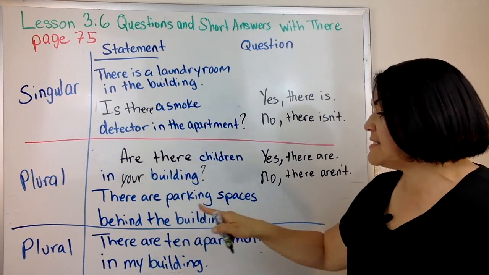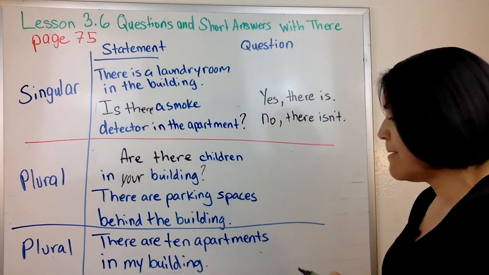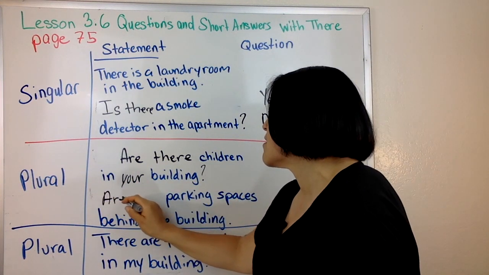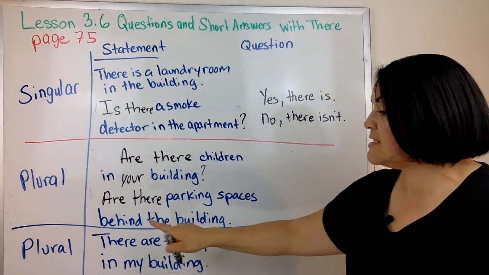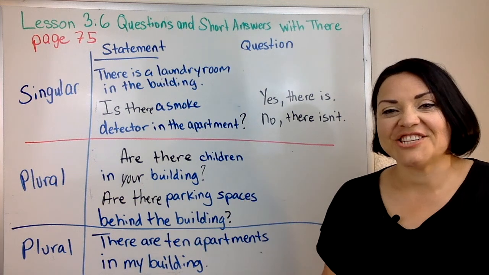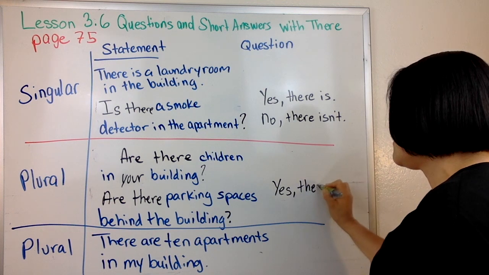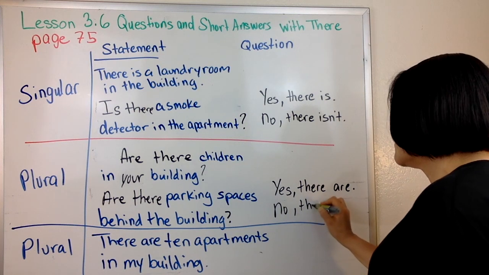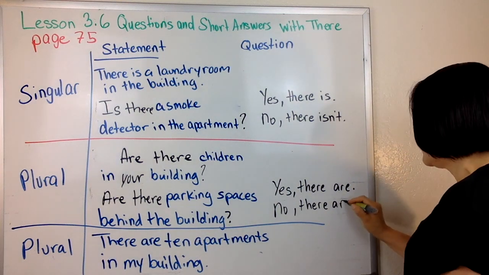Okay, so we'll try this one. There are parking spaces behind the building. So we're going to make this one a question. Okay, so we just erase the beginning and write, are there parking spaces behind the building? Question. So we changed all those into questions. The answer is yes, there are, or no, there aren't. Oh, my R's kind of bad. No, there aren't.